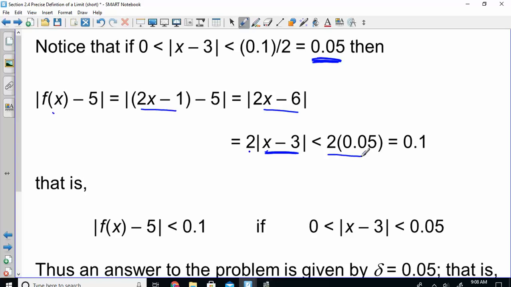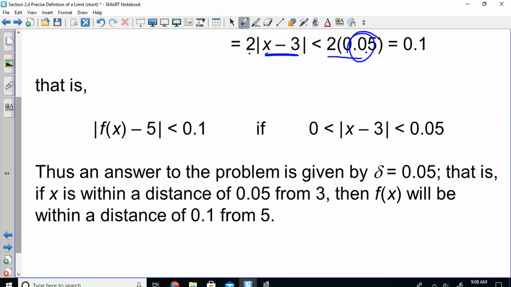So if you want your y to be within 1/10 of 5, that means you want to get a y value between 4.9 and 5.1. I'm telling you, all right, your x has to be within 5/100 of 3. So you need to pick something between 2.95 and 3.05. That's what we're going to do here. We're finding what kind of number would make that work. So that is the answer to this question. We would have to be within 5/100 of my x to make this work.